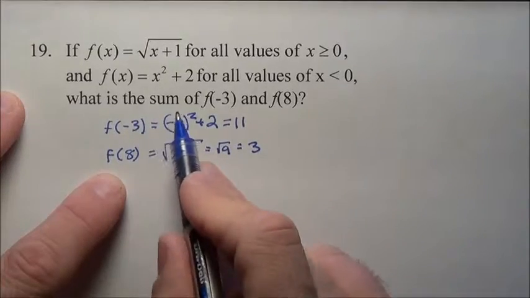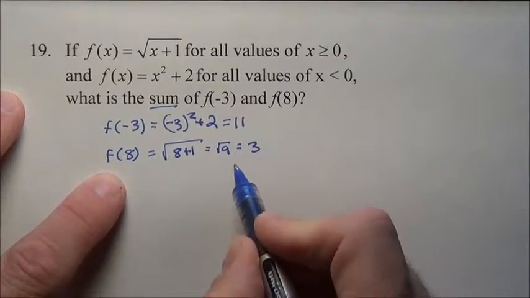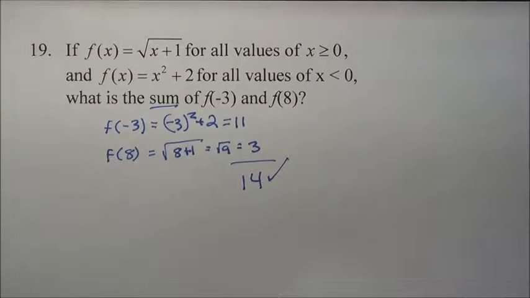And it simply says, what's the sum? Sum meaning addition. We have to add the two. So I add 11 and 3. When I add them, boom, 14 is my answer for problem number 19.